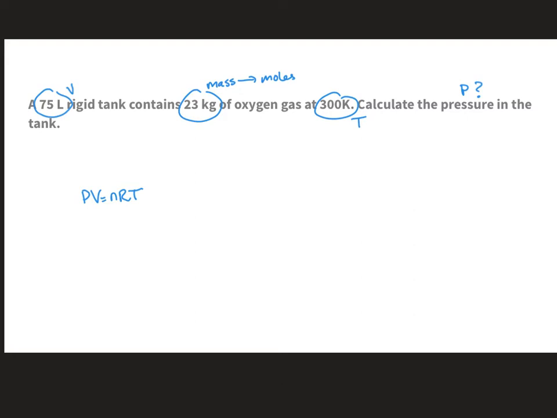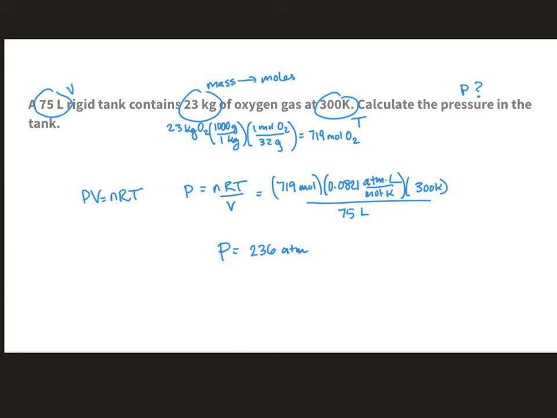So here we go. So here's my conversion into moles of oxygen. And now we'll plug the values into PV = nRT. And in this case, I get a crazy high pressure of 236 atmospheres. Okay, fine. Looks good.